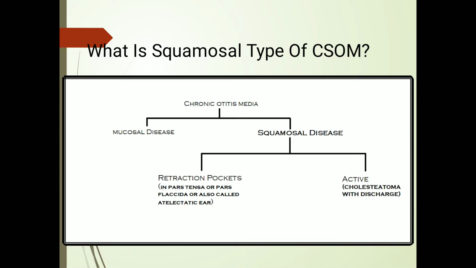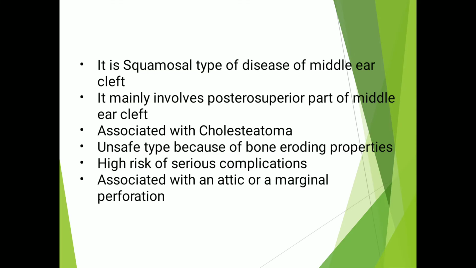Chronic otitis media is of two types: mucosal disease and squamosal disease. Squamosal disease is again divided into two types: retraction pockets in pars tensa or pars flaccida, also called atelectatic ear. This is inactive type as it is associated with no discharge. Active is cholesteatoma with discharge. It is squamosal type of disease of middle ear cleft.